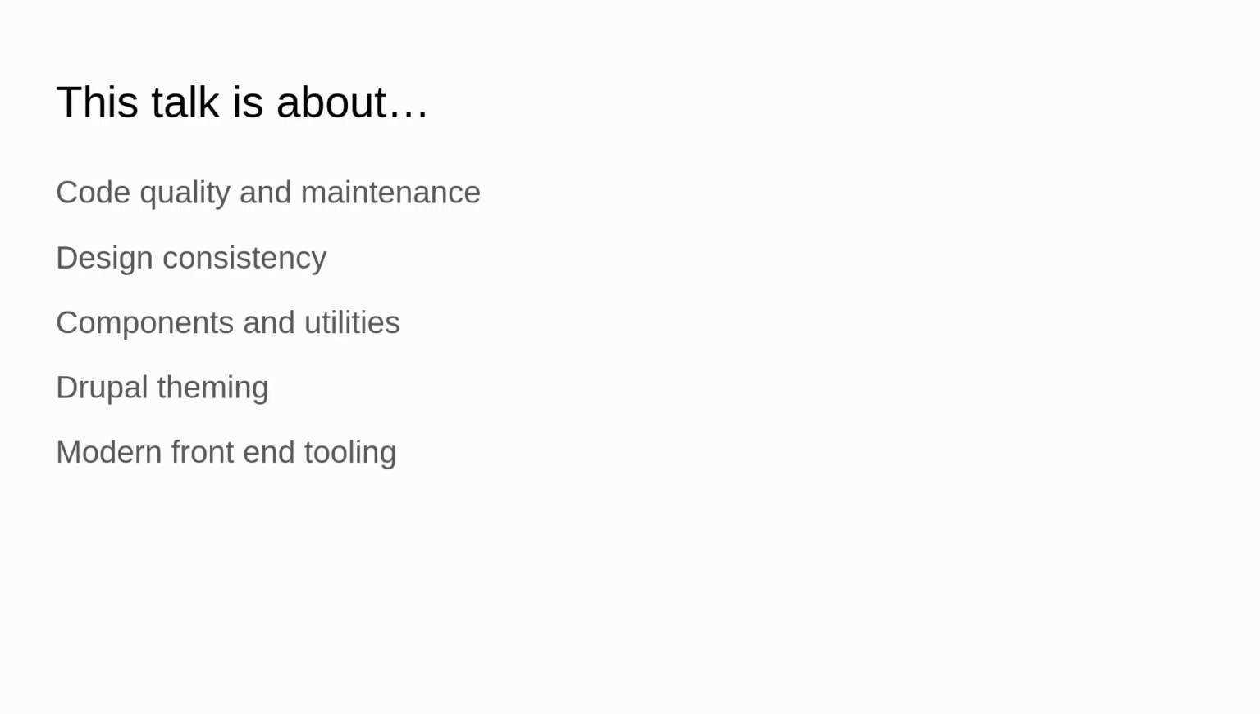So the themes I'm going to be addressing as part of this are about code quality and maintenance. If you think about maintaining your code or keeping it polished, sometimes it's difficult. Like when you're on a deadline, design consistency can suffer, especially if there's multiple developers on a team doing things in different ways. Learning some techniques to address that using components and utilities. I'm going to talk about some of the complexities of Drupal theming and an intro to some of the new, current modern tooling.